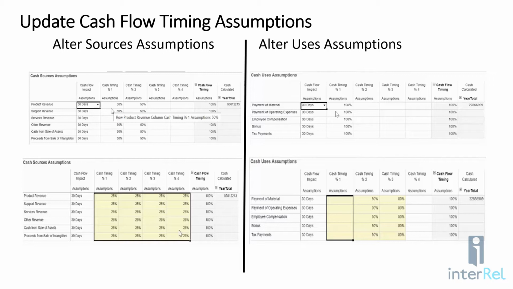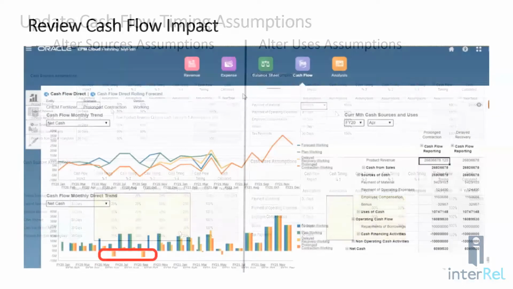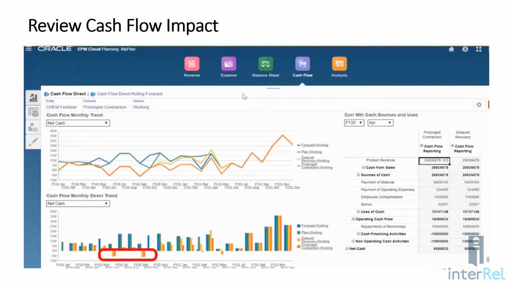We update the timing assumptions. We think revenue will be slower to come in. We can quickly change our accounts payable timing to extend out when we are paying our suppliers. Our projections with the new assumptions show us periods where we may have cash shortages.